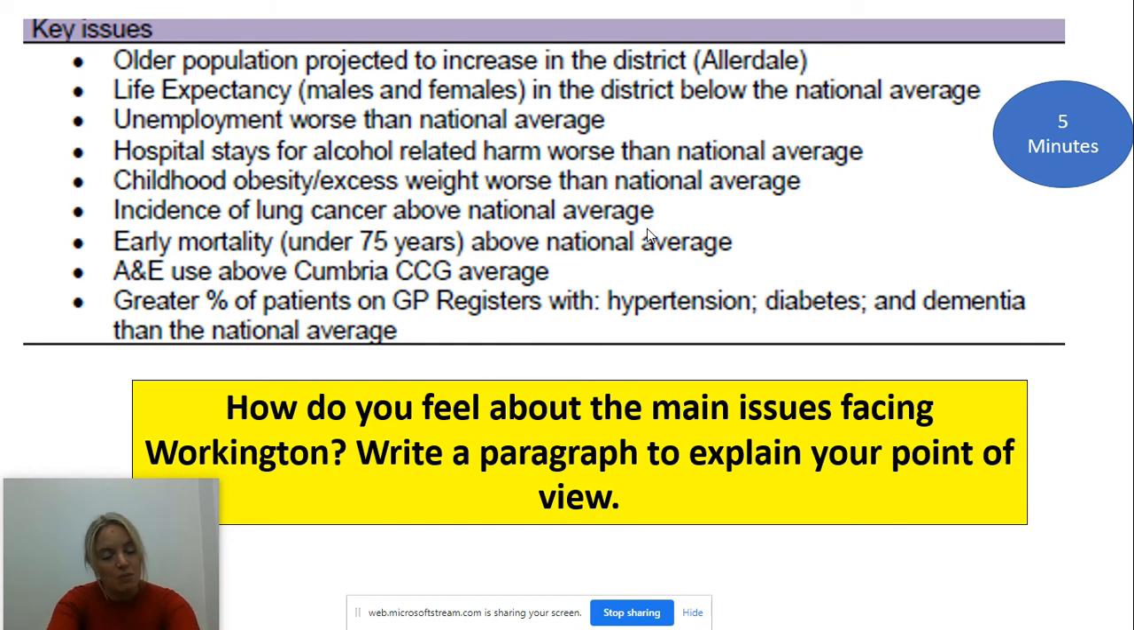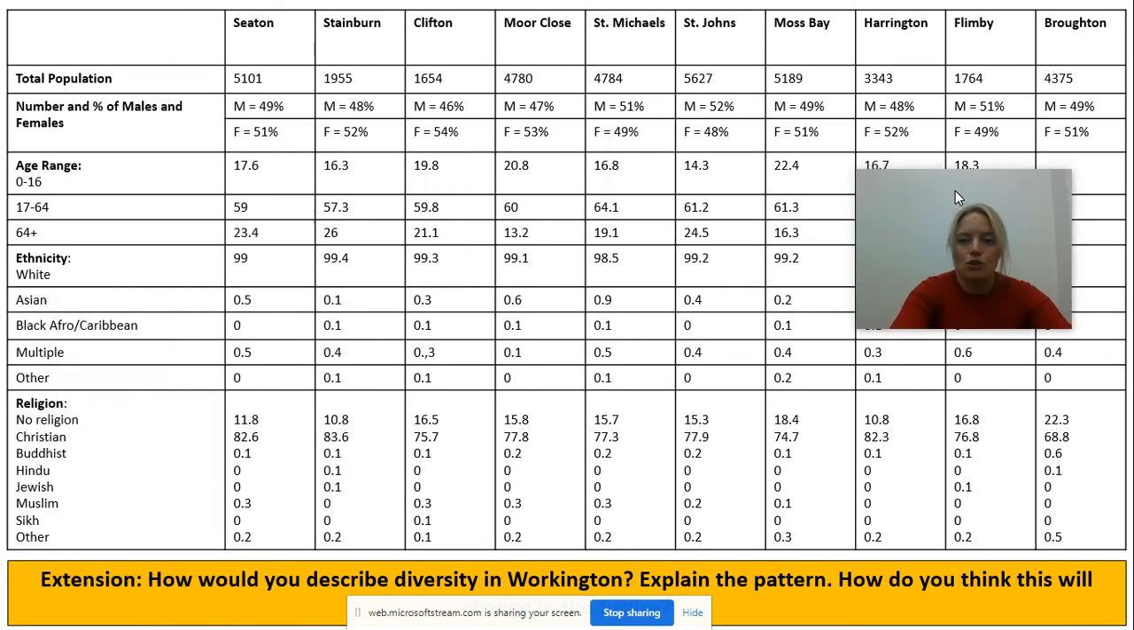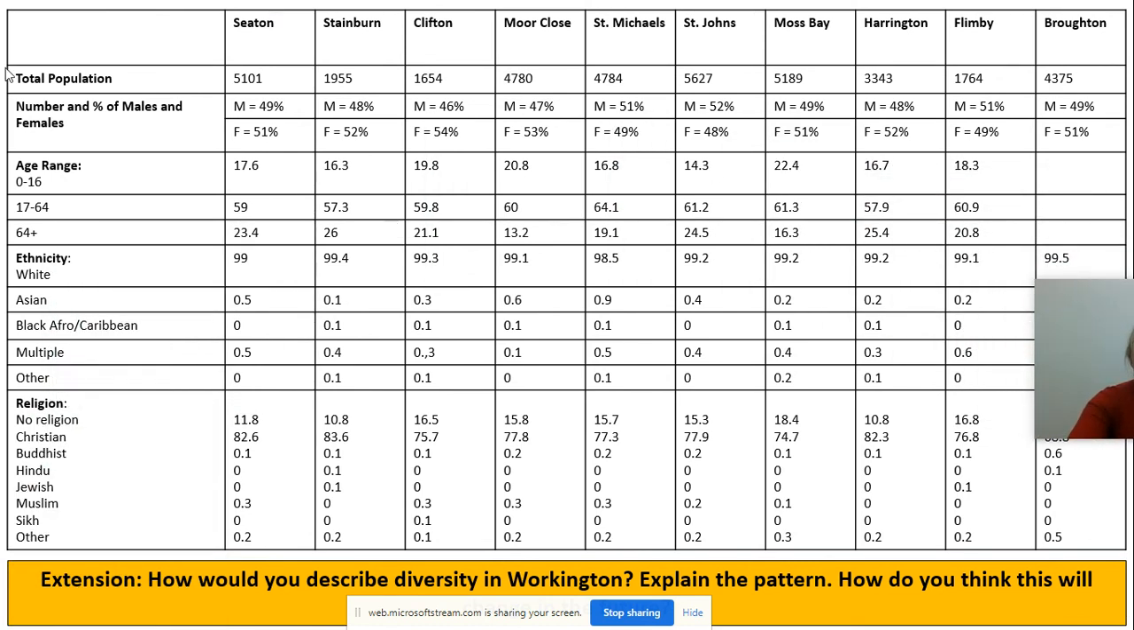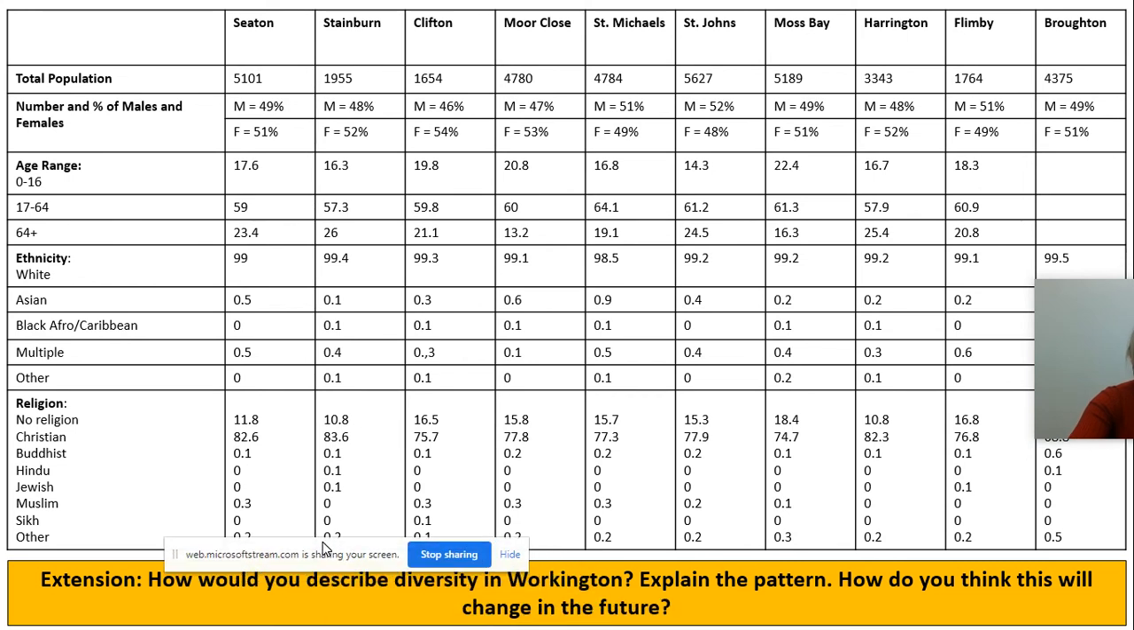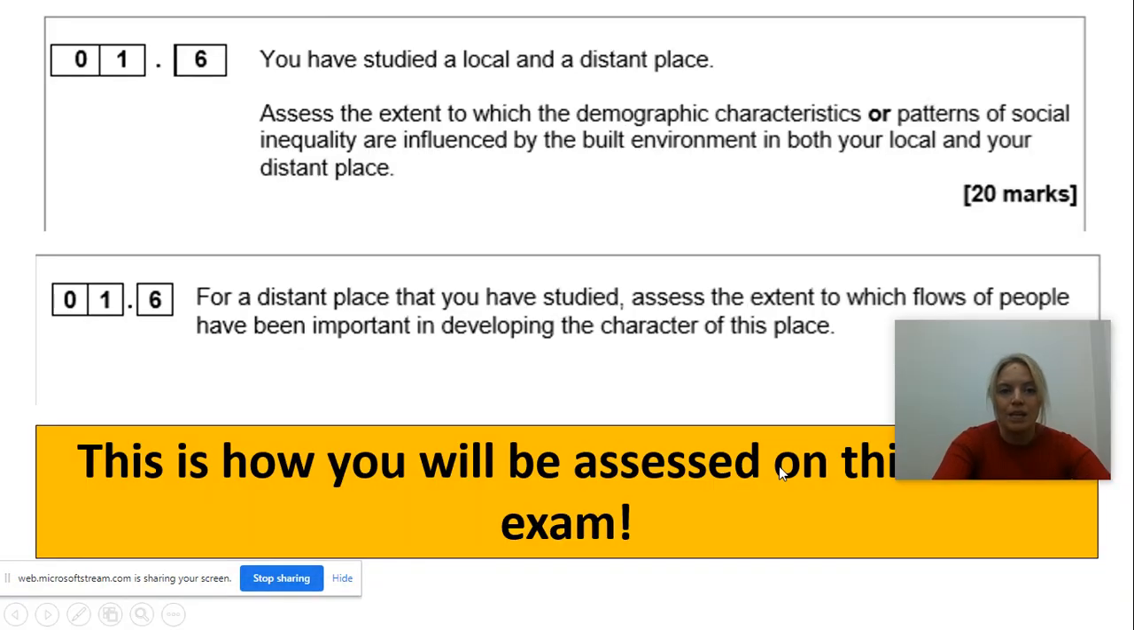If we get finished, which I'm not quite sure we will, got quite a lot of work to do today, you can then complete this extension task. So you've got some more data here about ethnicity. I want you to tell me how you would describe diversity in Workington. Can you explain this diversity and how you think this will change in the future?